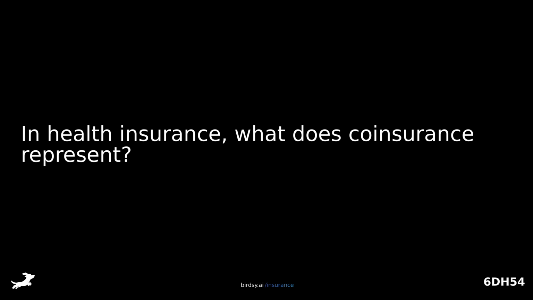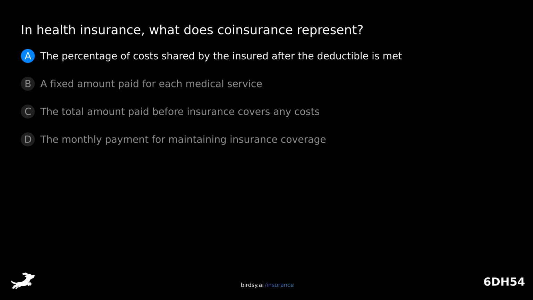In health insurance, what does coinsurance represent? Is it A, the percentage of costs shared by the insured after the deductible is met, B, a fixed amount paid for each medical service, C, the total amount paid before insurance covers any costs, or D, the monthly payment for maintaining insurance coverage? The answer is A. The percentage of costs shared by the insured after the deductible is met.